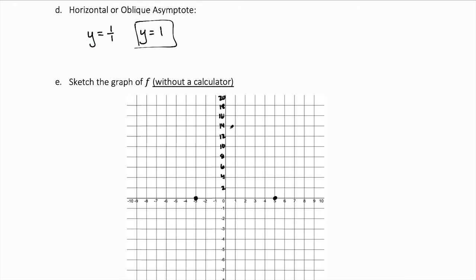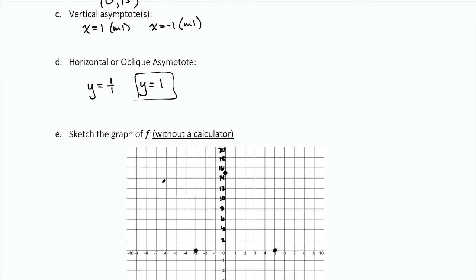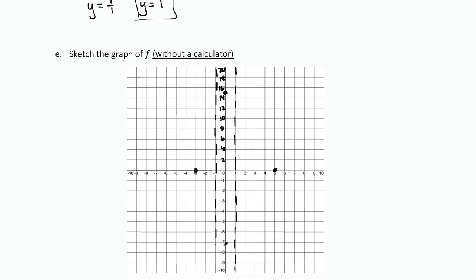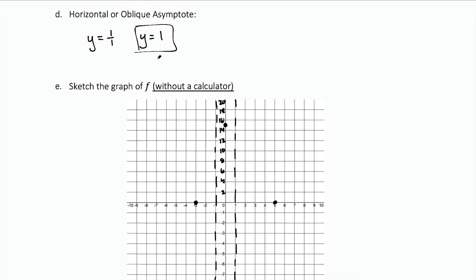So our y-intercept was up at 15, which is right there. And then our vertical asymptotes at x equals 1 and x equals negative 1. So there's our negative 1 and our positive 1. And then our horizontal asymptote at y equals 1.